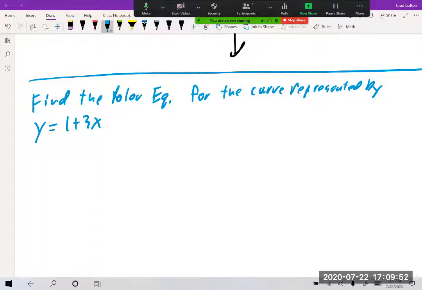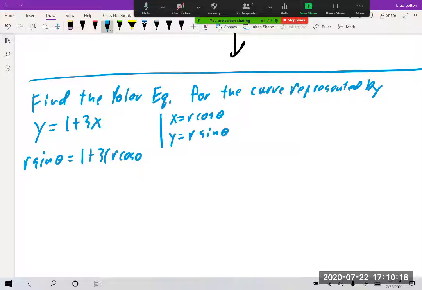Okay, so we know a couple things. We know from our formulas that x is equal to r cosine theta, and we know y is equal to r sine theta. These are two facts we know. So this could be r sine theta equals 1 plus 3 times r cosine theta, right? Now the thing is we have r's on both sides, and the problem in general with this is you want to get r by itself, so you have to have them on the same side.